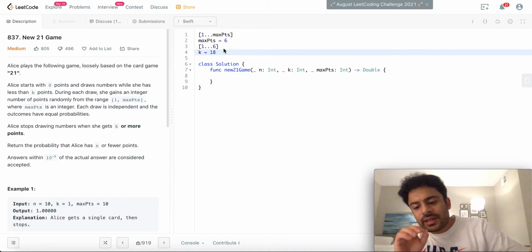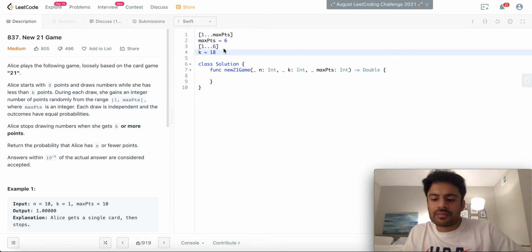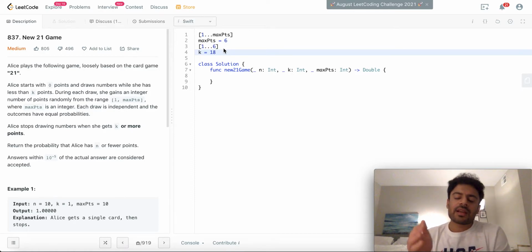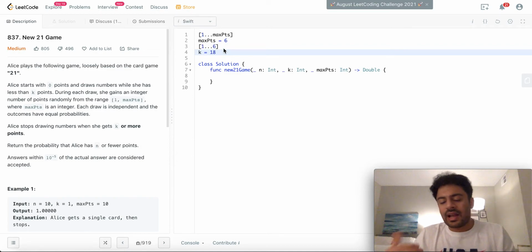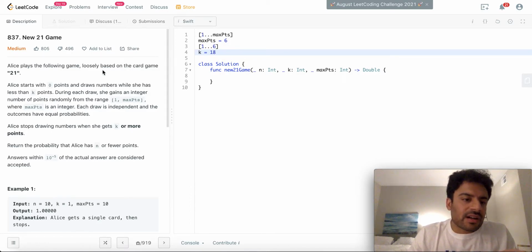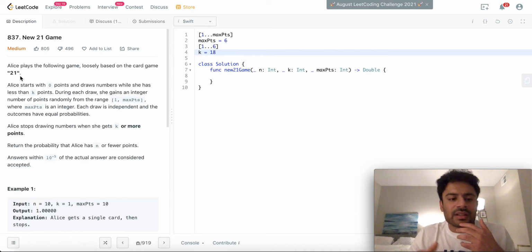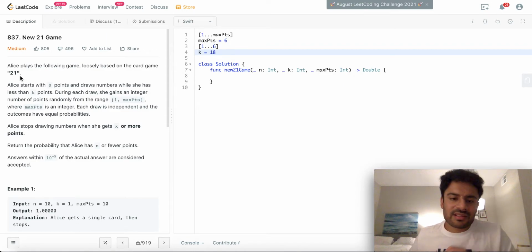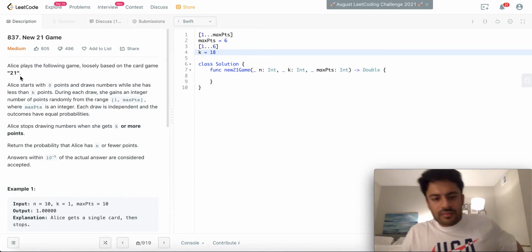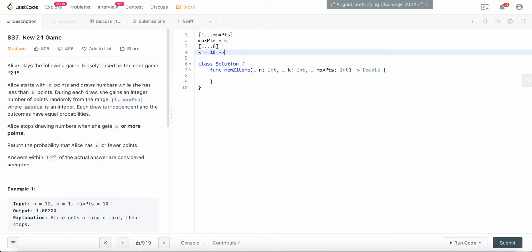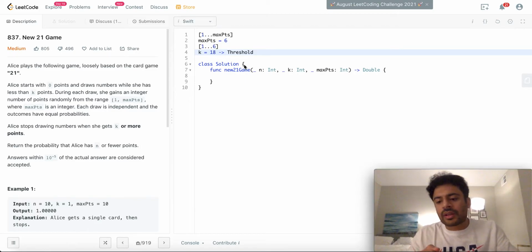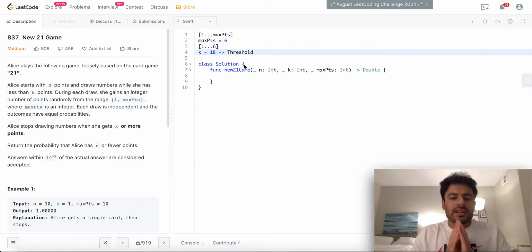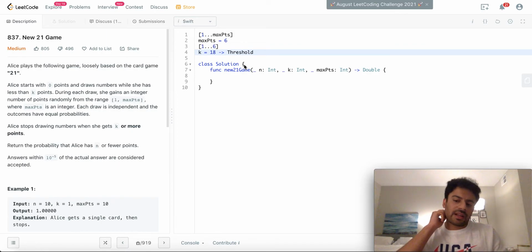What they're saying is as soon as we touch 18 or we cross 18, we stop the game. Basically, there is no way to end the game until your sum reaches 18. As soon as it touches 18 or crosses 18, we stop the game. And if you're familiar with the card game 21, that's exactly what happens. If you reach 21 or cross 21, you stop drawing. I am not familiar with that game, honestly, but I think that's exactly the idea of that game. Anyway, I digress. This k is the threshold of when we stop drawing, and so the game can never end until you have drawn k or more than k points.